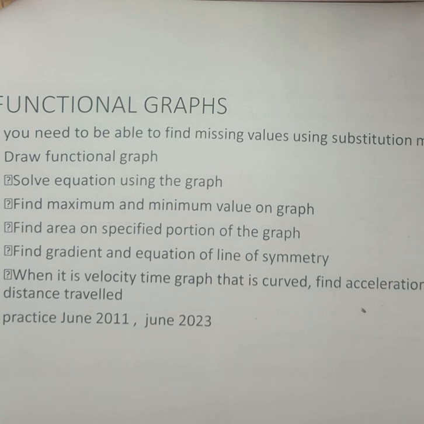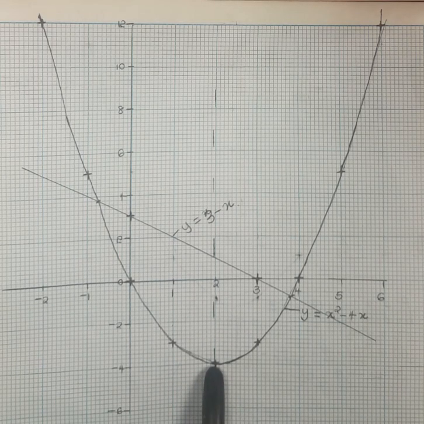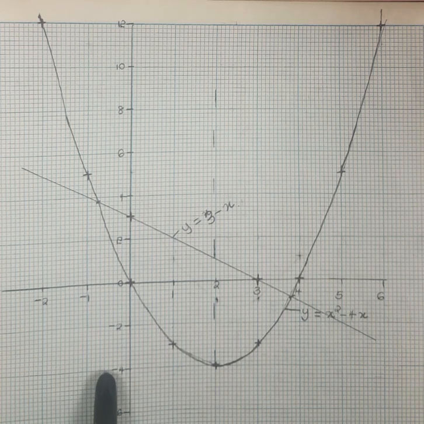So you need to write the y coordinate where the curve is turning. You're supposed to write the turning point of the curve. For example, on this graph, here is our turning point. So it means that the minimum value of the graph is going to be y is equal to minus 4.